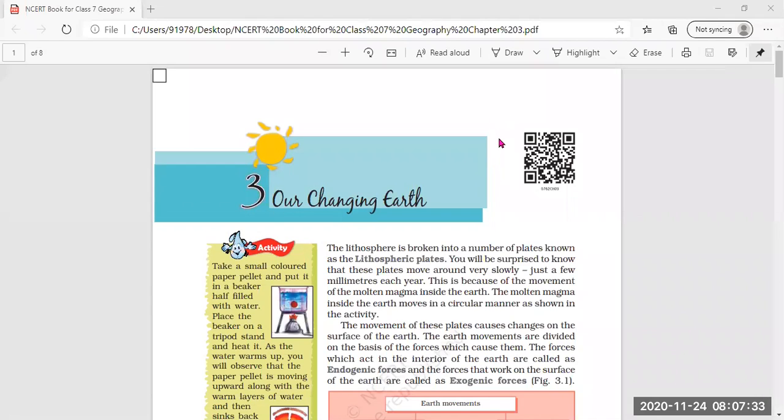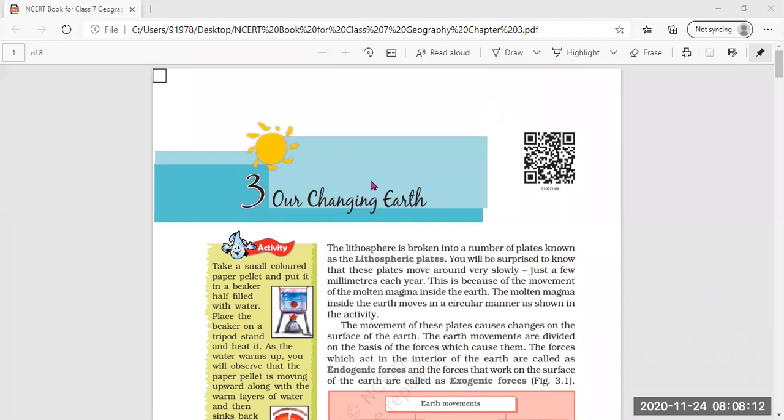And till now, everybody has submitted subject enrichment activity. If not, then please submit it as soon as possible, till today evening. Afterwards, I'm not going to check it or give you any marks. Straight away, I will write down the zero over there and not submitted.